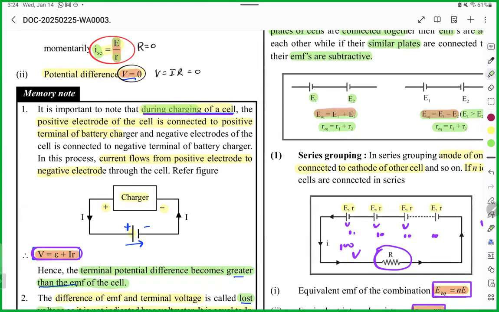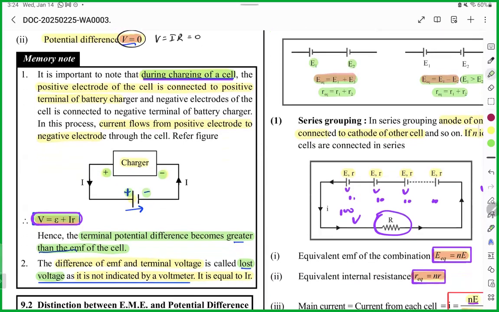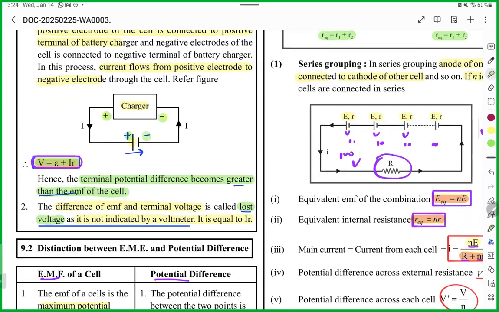If you are charging the cell, positive is connected with the positive, negative is connected with the negative, so your potential will increase. So your potential difference will be more. Any doubt?